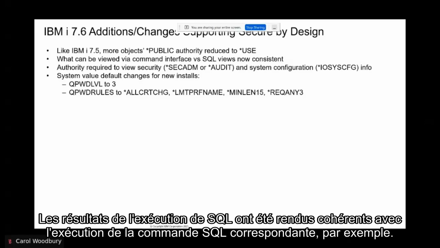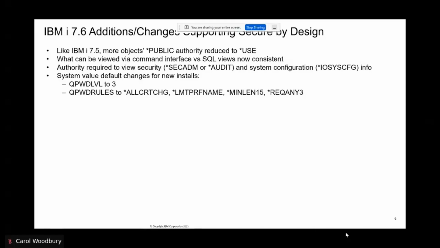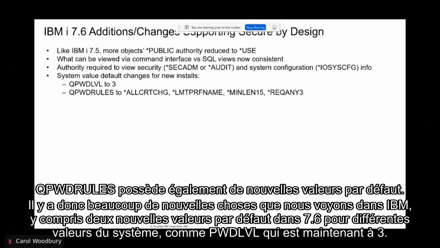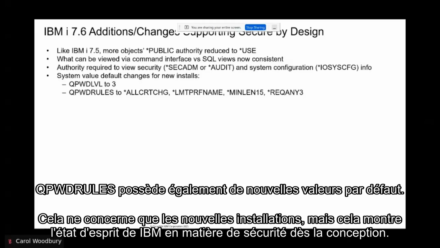So there are many new things that we're seeing from IBM, including two new defaults in 7.6 for different system values. Password level now defaults to 3, and the password rules also have new defaults. This is for new installs only, but it shows IBM's mindset of secure by design.